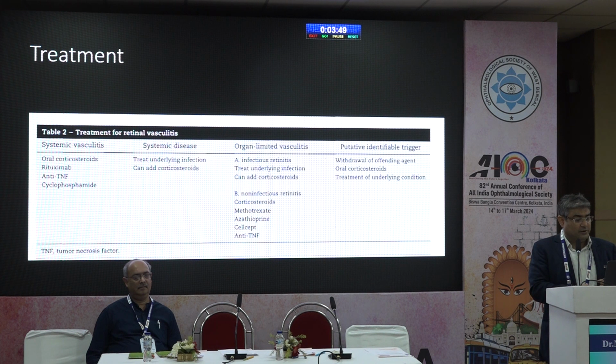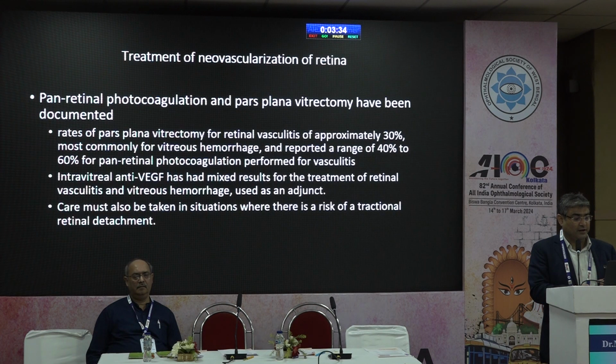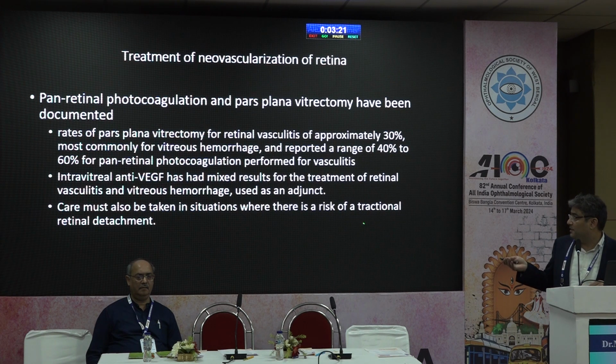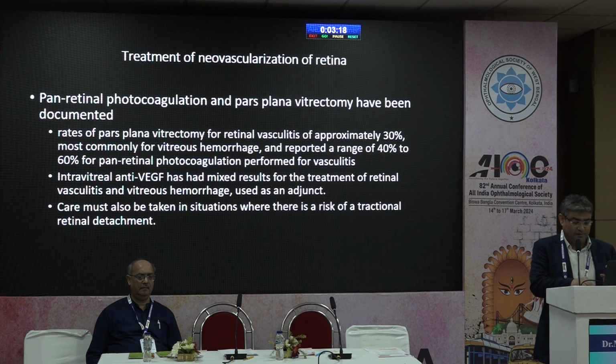Treatment is oral steroids, rituximab, and for systemic diseases we have to treat the systemic disease. For organ-limited disease we can add corticosteroids, and for the putative identifiable trigger we have to withdraw the offending agent. For the treatment of the neovascularization, PRP is done. Vitrectomy may be required for vitreous hemorrhage and tractional retinal detachment. But remember, before injecting, if there is any risk of tractional retinal detachment, then beware of the anti-VEGF agents.